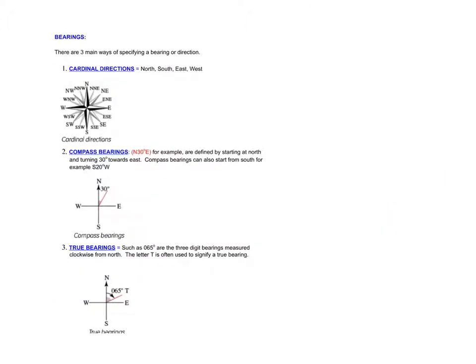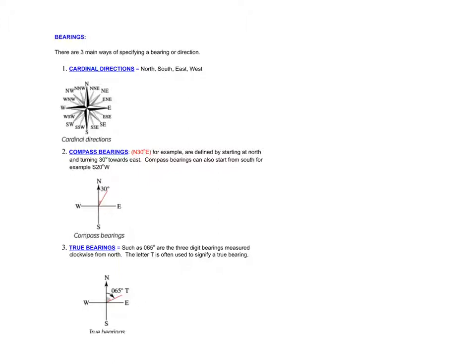Okay, so now we're moving on to bearings. The first type of bearings is cardinal directions. That's pretty much just talking about north, south, east, west.